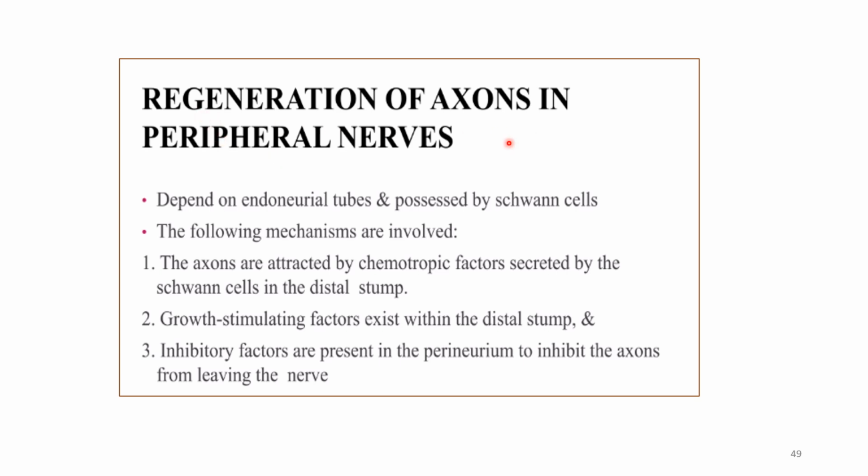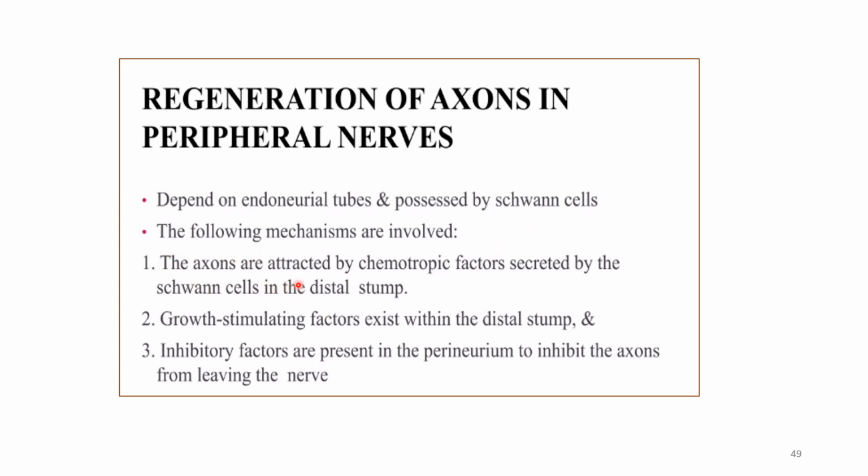Regeneration of the axons in peripheral nerves. So what are the differences between the regeneration of the axons in the CNS and PNS? In the peripheral nervous system, it depends on the Schwann cells and endoneural tubes. So neurolemma and Schwann cells are present. The following mechanisms are involved.